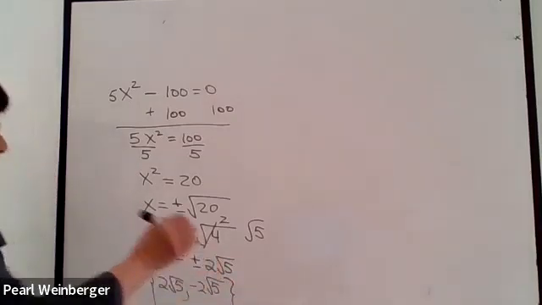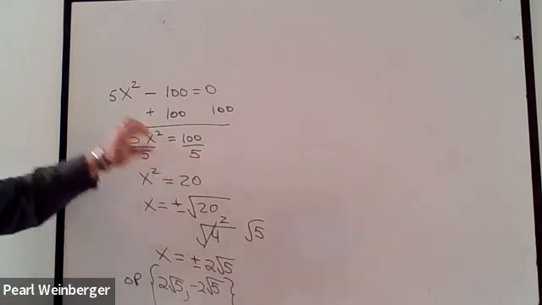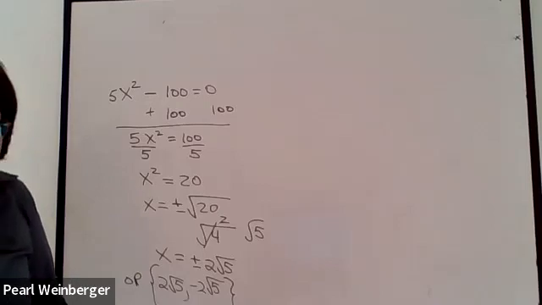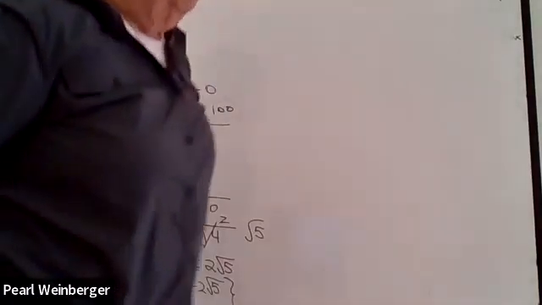In other words, you get two answers for your quadratic equation, one being a positive number, one being a negative number. And this is what's called using the square root method to solve a quadratic equation. And the square root method even goes further. What does that mean?